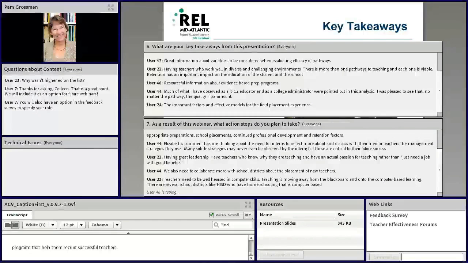I noticed that Gary also mentioned the need to collaborate more with school districts about the placement of new teachers, and I think that's a great example of something alternative routes are generally stronger at and have developed out of that need. But I think it's something all programs could be more successful at, having those discussions about where it is that you need teachers. The other thing that I think is interesting is the extent to which universities talk among each other about their role in the broader teacher education landscape.